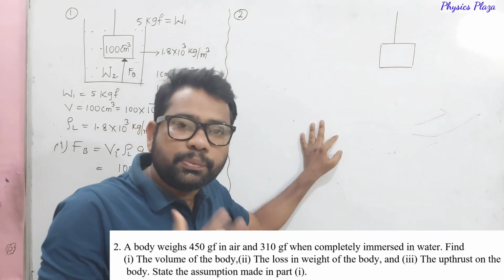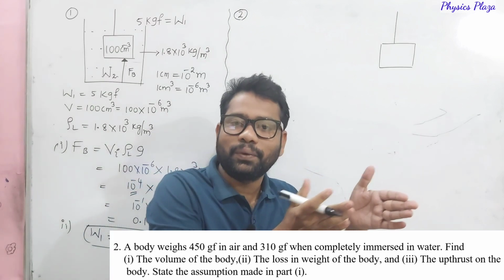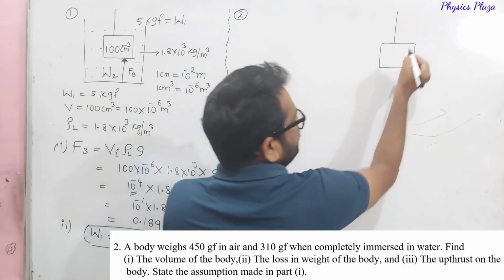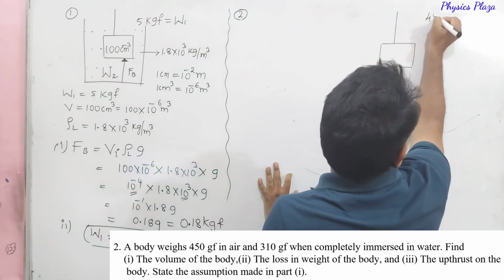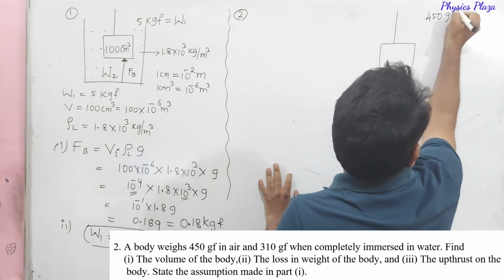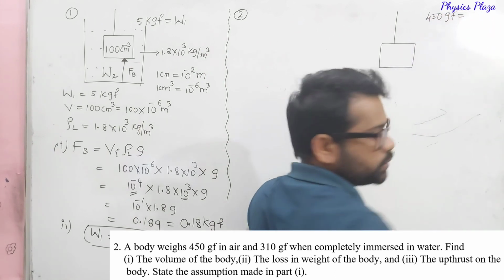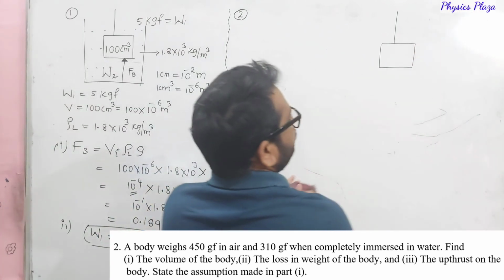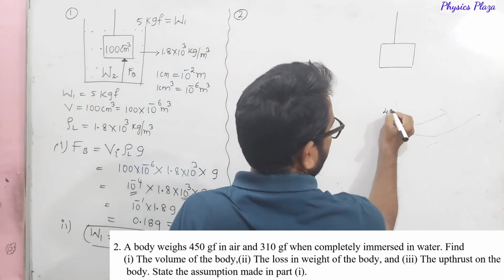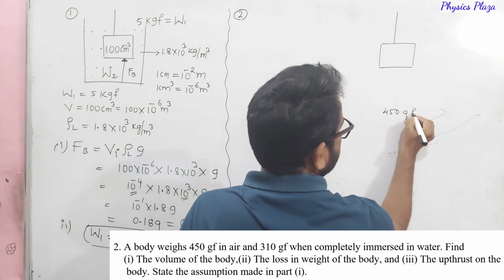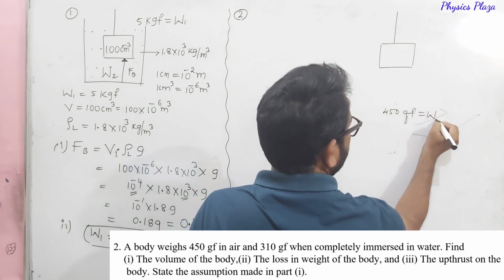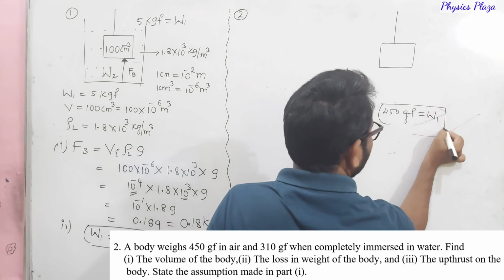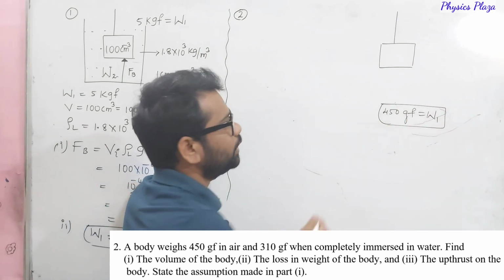When its weight is measured, initially it is in air only. Let us measure its weight. It is given as 450 gram force. So this 450 gram force is W1, children. W1 means the weight of the solid in air.